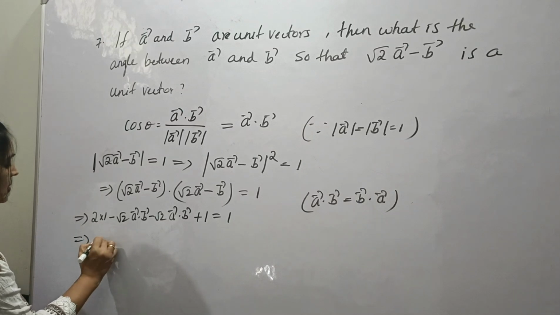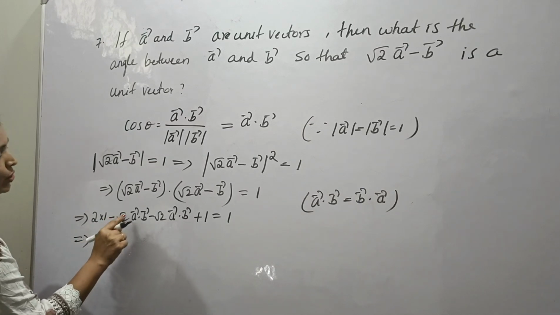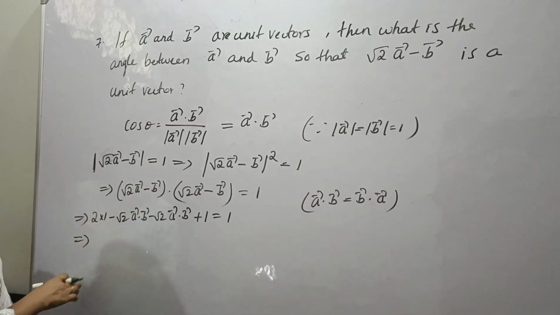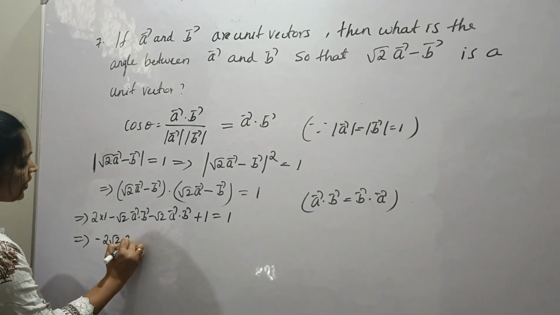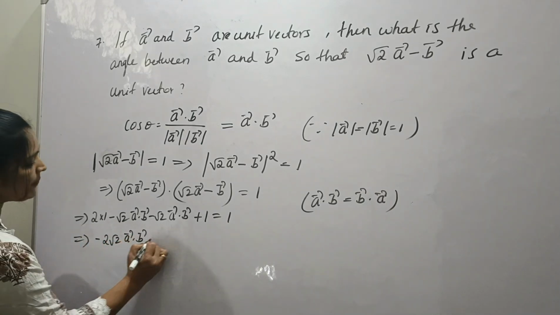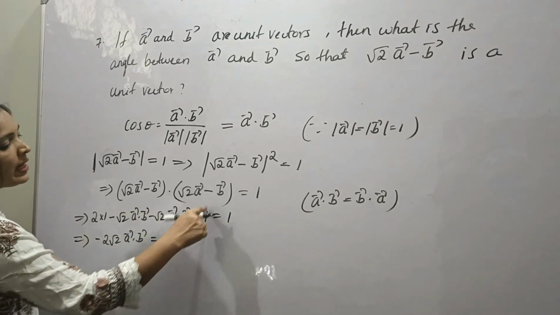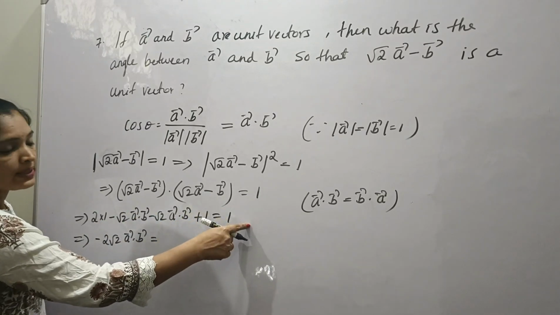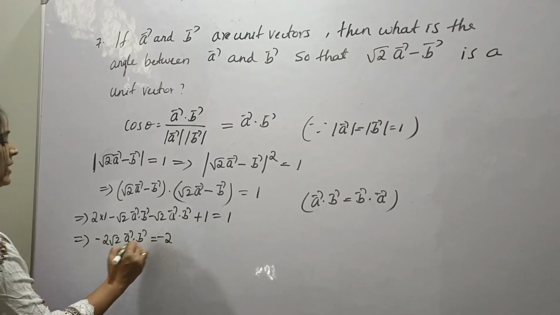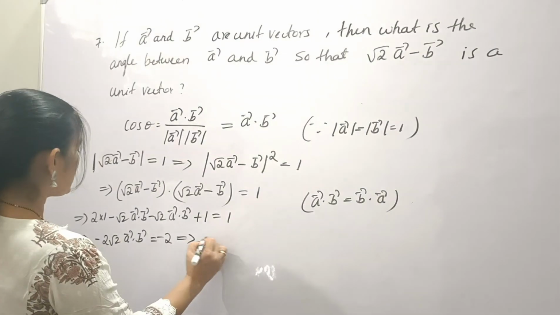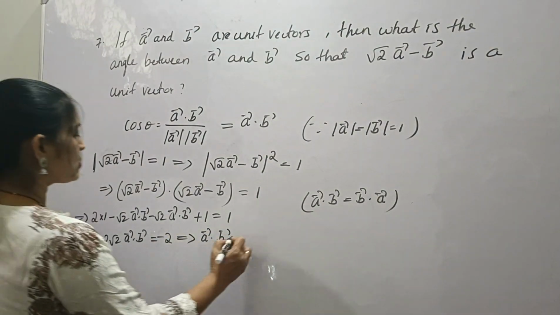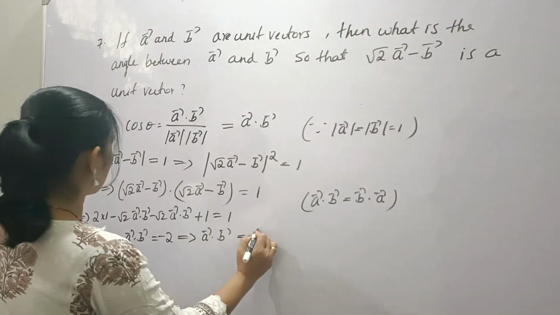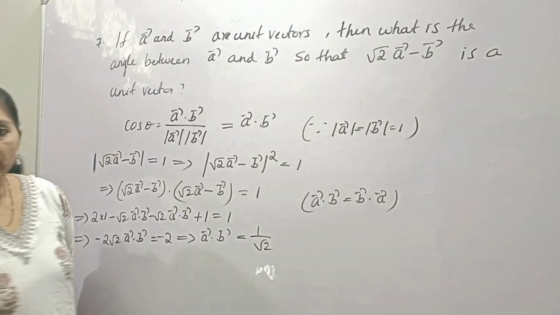So here minus root 2 minus root 2, that is minus 2 root 2 minus 2 root 2 vector A dot vector B, that is equal to 2 plus 1, 3. Take this 3, 1 minus 3, that is minus 2. So minus minus cancelled. This implies vector A dot vector B is equal to 1 by root 2.